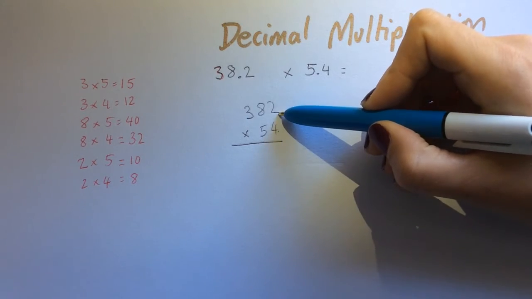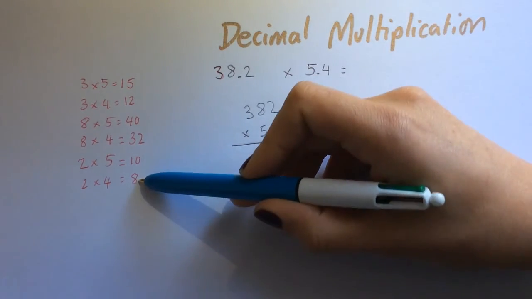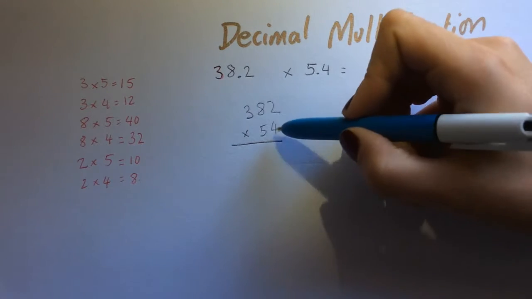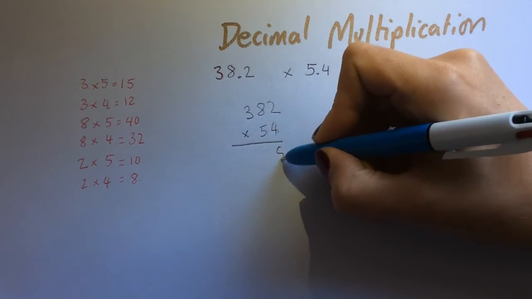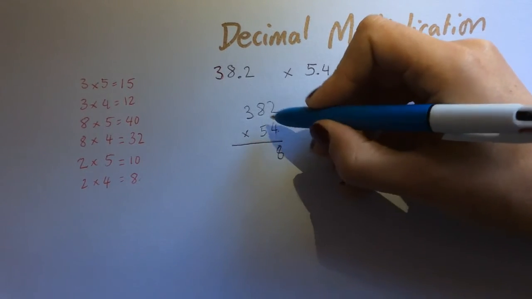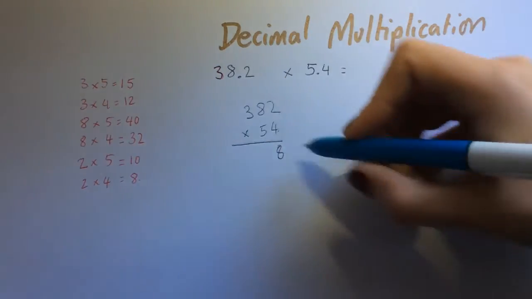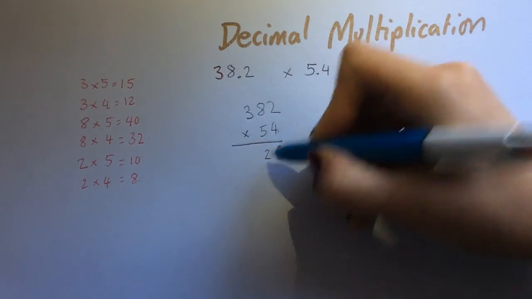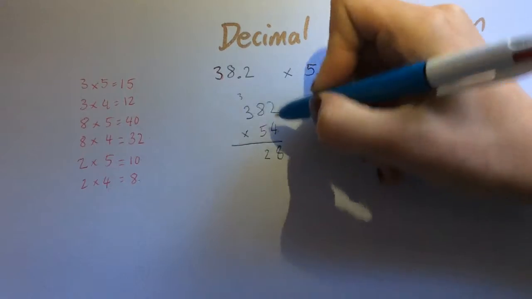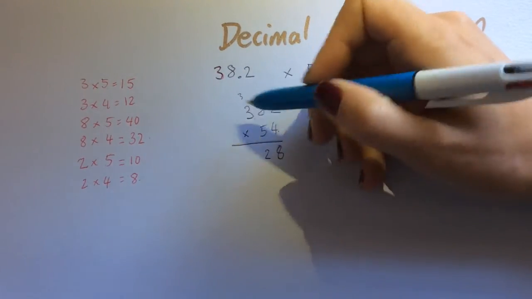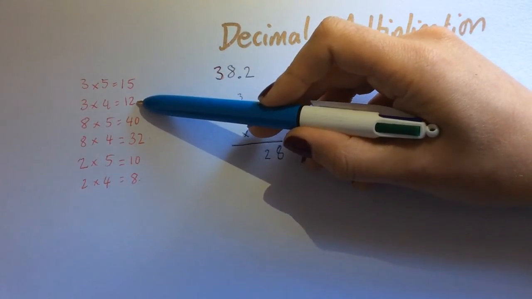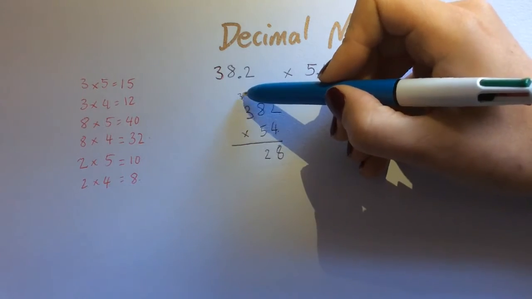So 4 times 2, this is where that comes in easy if you're not that comfortable with your times tables yet. 4 times 2 is 8, and then 4 times 8, 32. 4 times 3 is 12, 13, 14, 15.